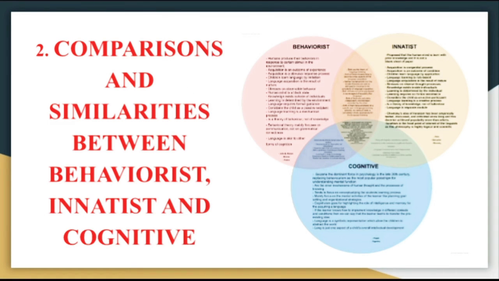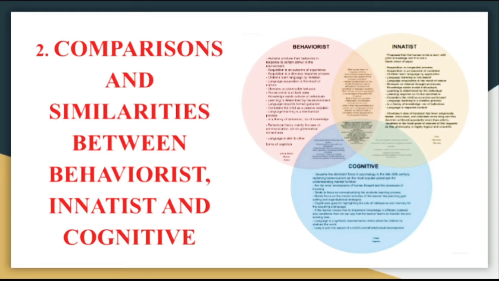Okay, as second topic, we have the relationship and comparison between behaviorist, innatist, and cognitive. Okay, but what is behaviorist? Behaviorist is that humans produce behaviors in response to certain stimuli in the environment. Innatist proposes that the human being is born with prior knowledge and isn't a blank sheet of paper.